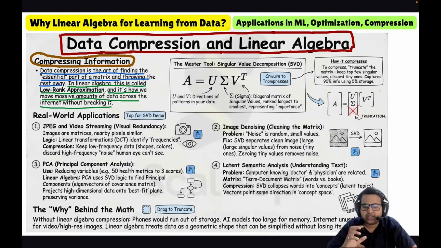So data compression is very clear. Data compression is the art of finding the essential part of a matrix, throwing the rest away. And we make use of a technique of linear algebra called low rank approximation to do it.